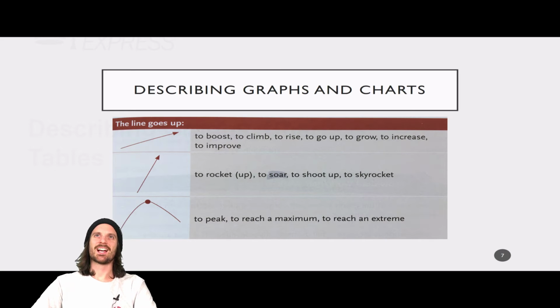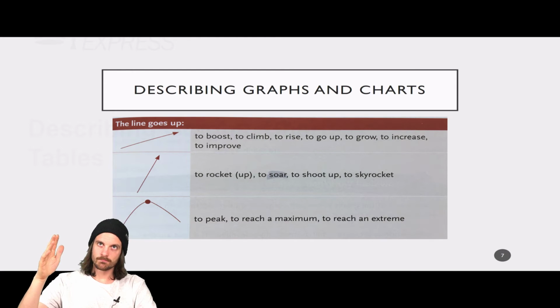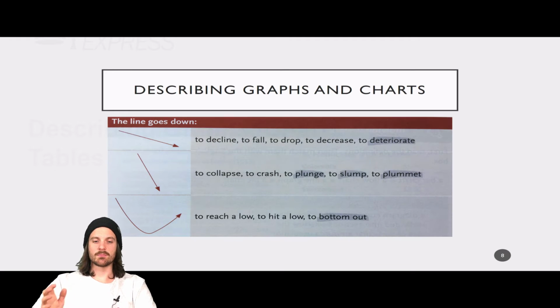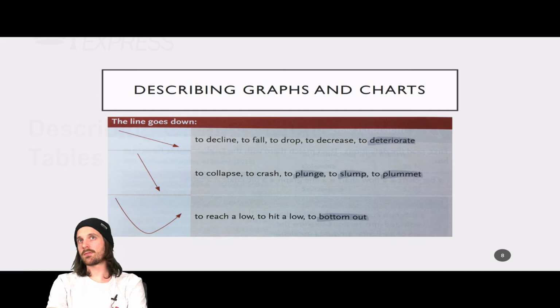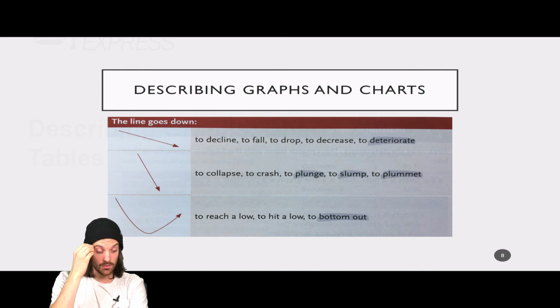And then, of course, after a period of skyrocketing, after something increased, something also stops increasing and reaches a maximum or the peak. Think about a mountain. A mountain has a peak. So increase, then decrease, and there's the peak, of course. And reach an extreme, it's also a thing. So the same goes when the line goes down. You use, of course, decrease, decline. But the more advanced ones are deteriorate, to fall, or to drop.